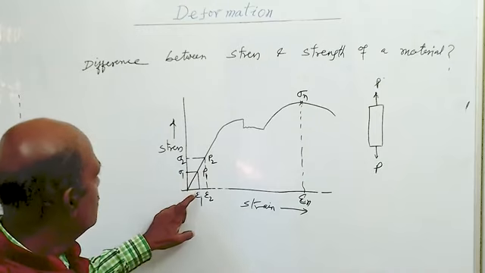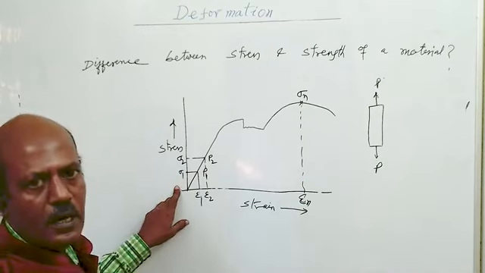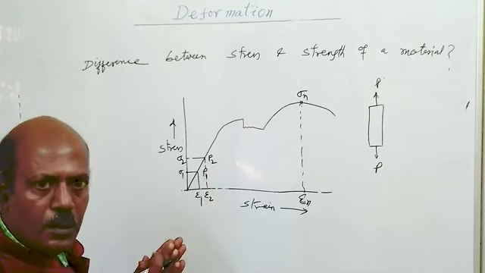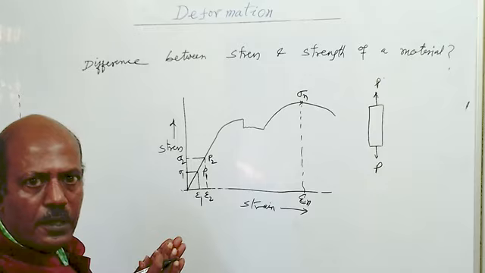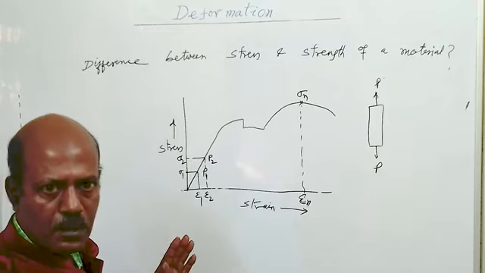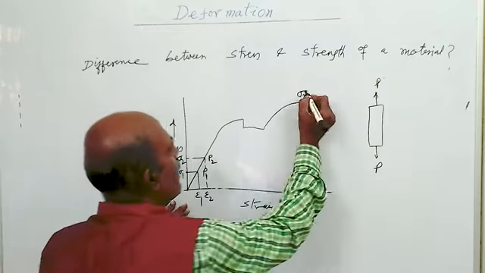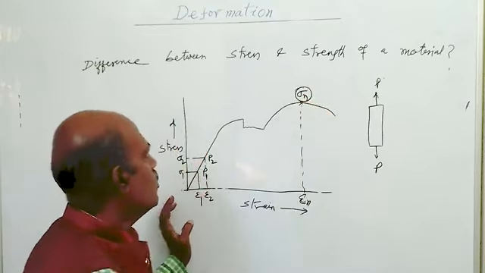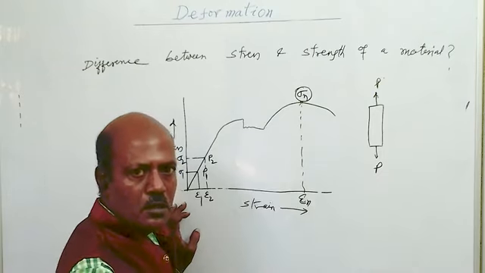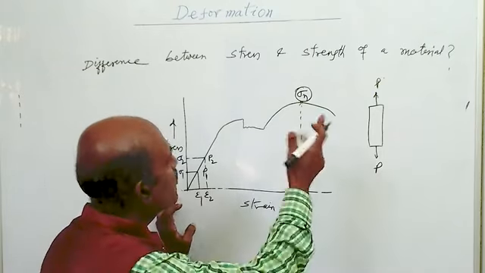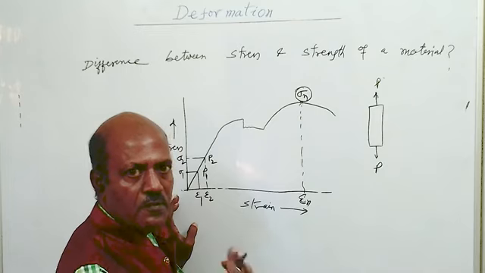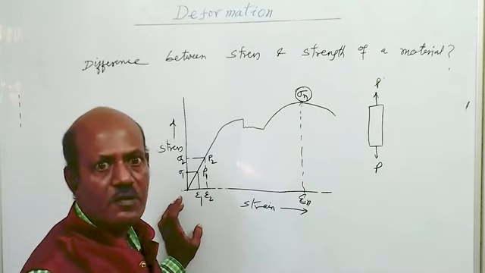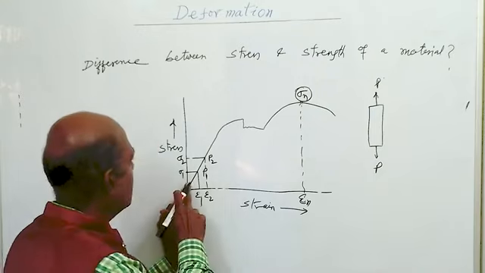So the stress developed in a bar depends on the P value. P can vary from a minimum value to some maximum value. The maximum value will occur here, where the body will fail. So this point is called the strength of the body or strength of the material, that is the maximum resistance a body can offer before failure.